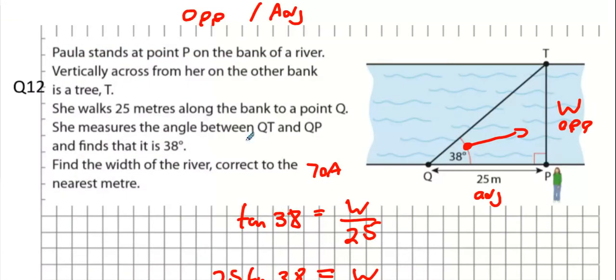It won't always be tan. It's only tan because I want the opposite and I already know the adjacent. If, for example, I knew the hypotenuse instead of the adjacent, I'd have to use sine, because I'd be wanting to find the opposite using the hypotenuse. Sine is opposite over hypotenuse. So remember, it changes depending on which side you know.